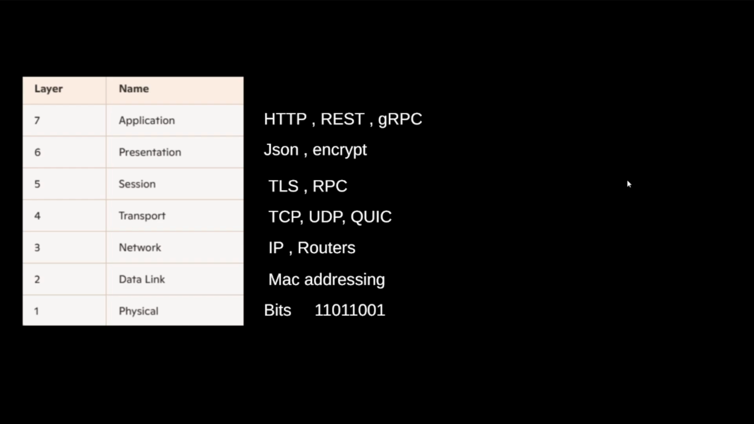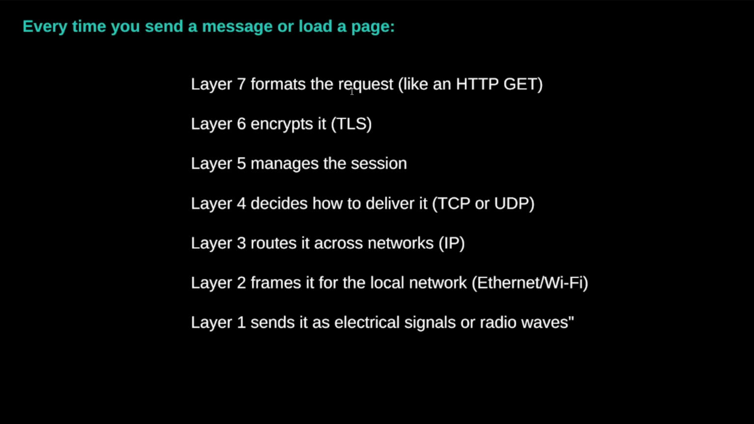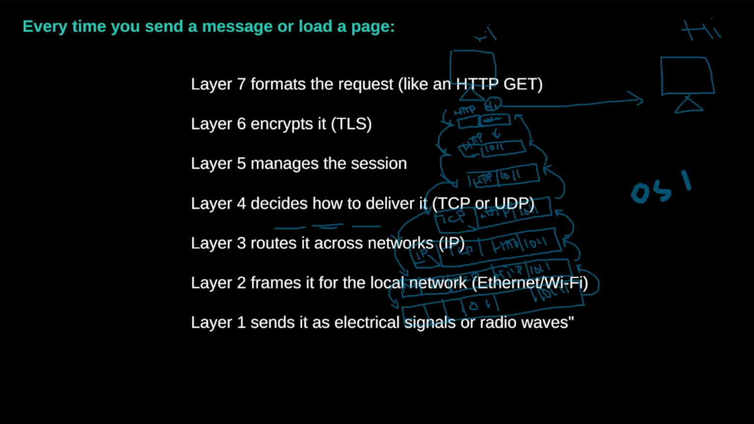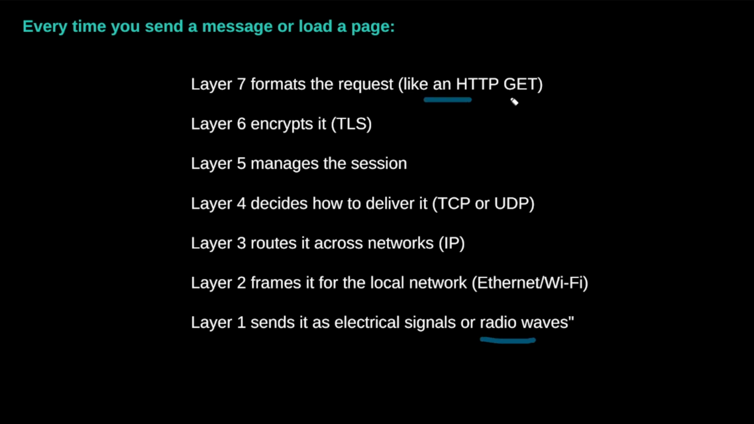Layer 7 formats the request, layer 6 encrypts it, layer 5 manages the session, and layer 4 decides how to deliver it. Layer 3 routes it across networks, layer 2 frames it, and layer 1 sends it as electrical signals or radio waves. So, final thought: understanding the OSI model helps you reason about every part of system communication, from physical cables to the API.